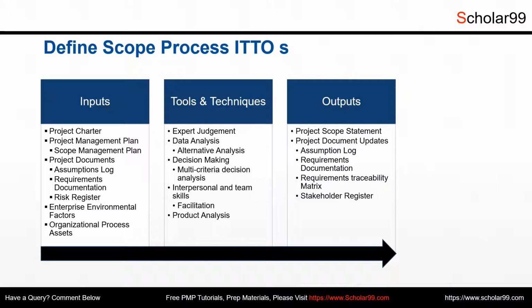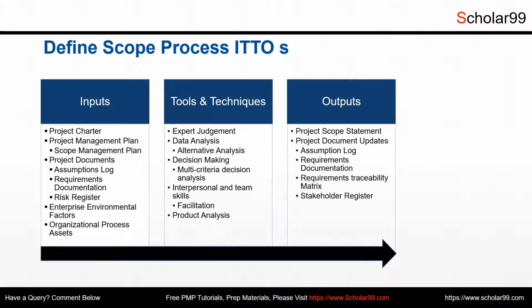Facilitation is facilitating the joint application design workshops with the stakeholders to define the project scope. Product analysis is analyzing the features and functions that are going to be delivered by your project. As we all know by now, the primary output of the define scope process is the project scope statement. Some of the project documents may also get updated during the define scope process.